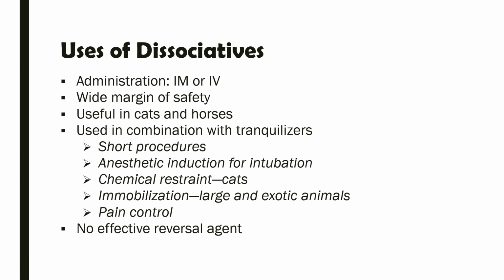The uses of the dissociative anesthetics: they are useful usually in cats and horses. They can be used in combinations with tranquilizers. They can be used for short procedures, anesthetic induction for intubation for anesthetic gas, chemical restraint in cats, immobilization for large and exotic animals, as well as pain control. This agent has no effective reversal agent.